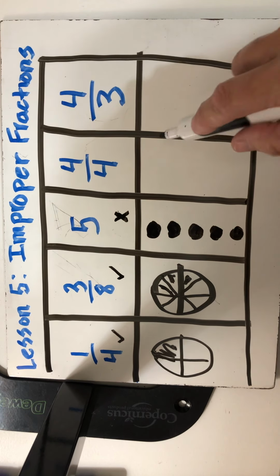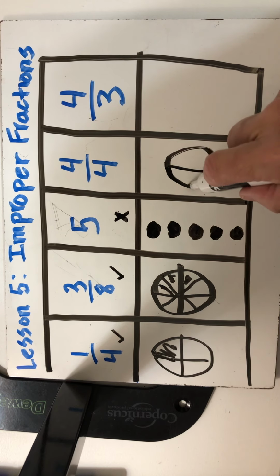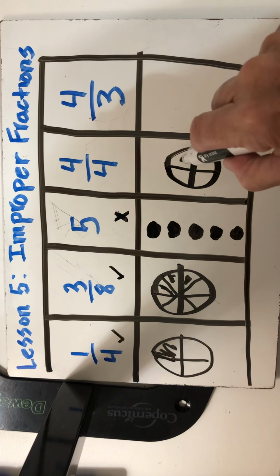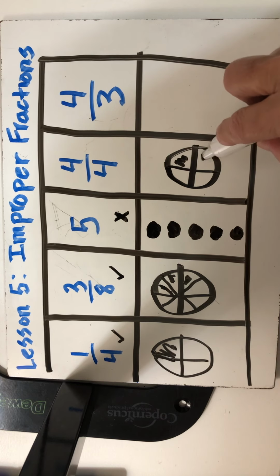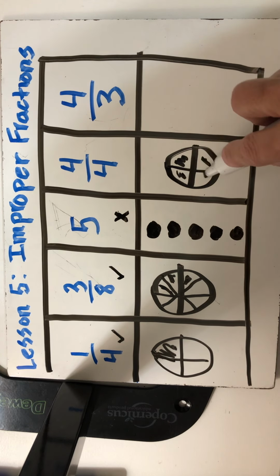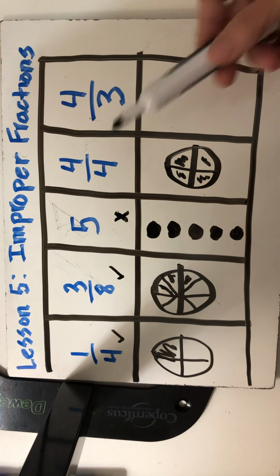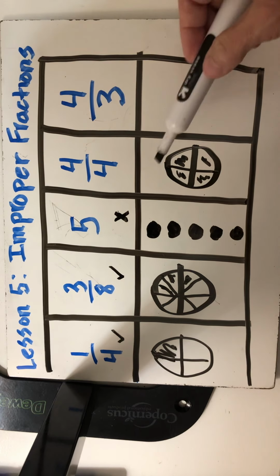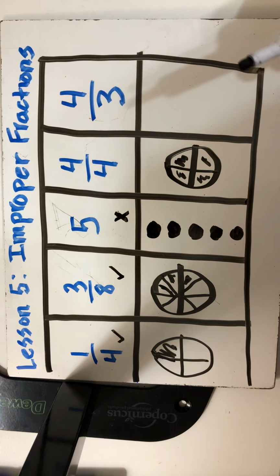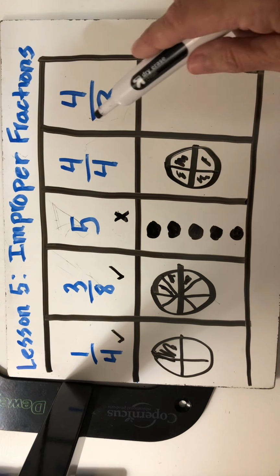How about 4/4? Let's do our little pie chart again. There's my 4 parts. My denominator tells me I have 4 parts, and I have all 4 of them. So I guess the argument could be made that this is not a proper fraction, but actually it is. It's telling you that you have some. It's actually equal to 1 whole. So we'd say, yeah, it looks like a fraction, but it's actually 1 whole.